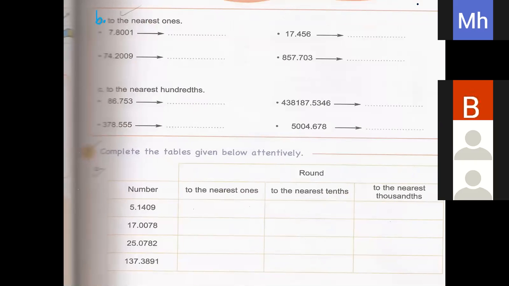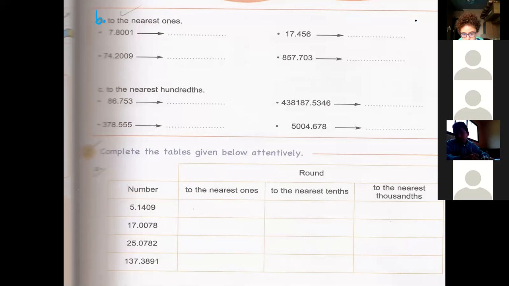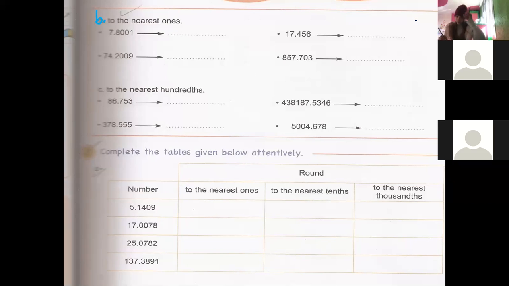Jawi, 7.8001. Which digit is the last digit? We can't hear you. Muhammad, yes, 7 is the one's digit.